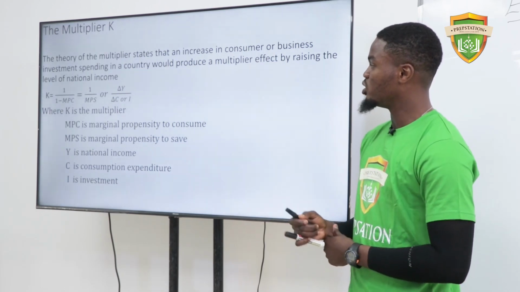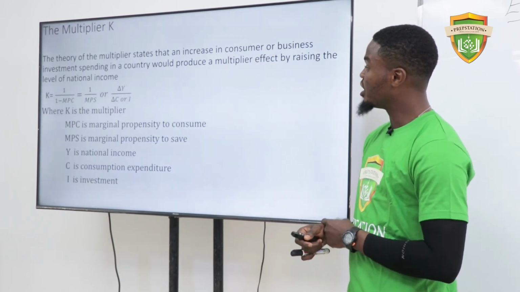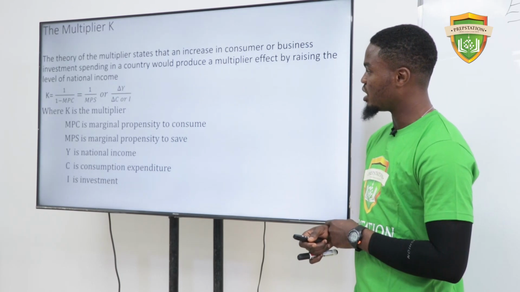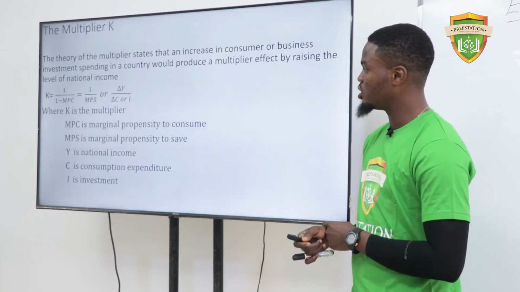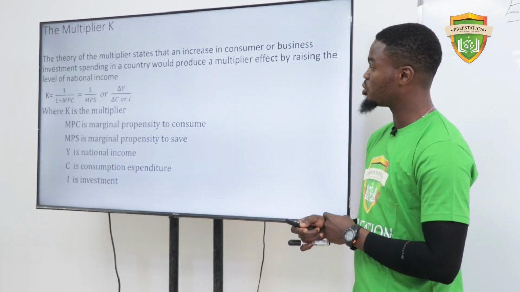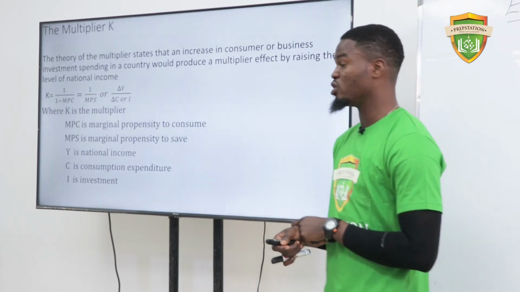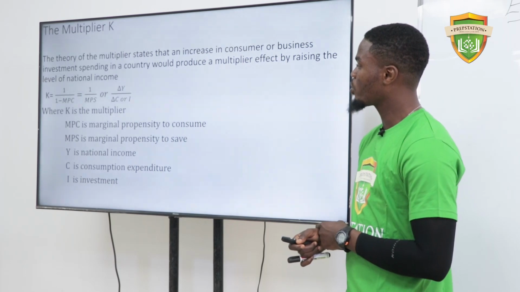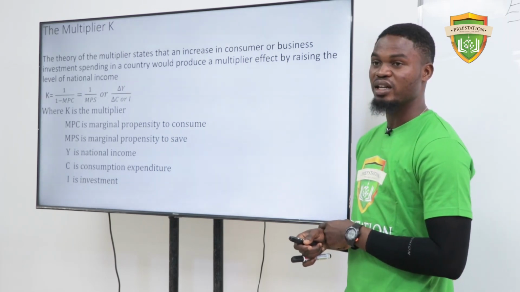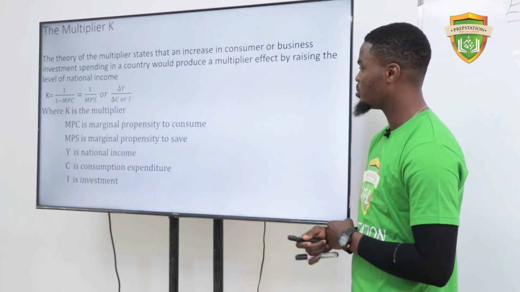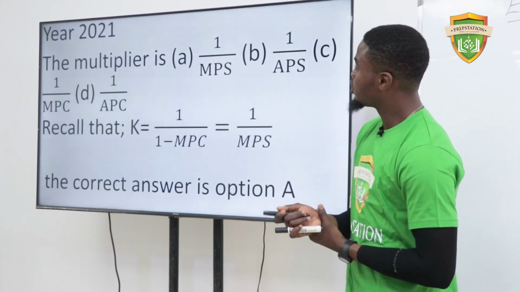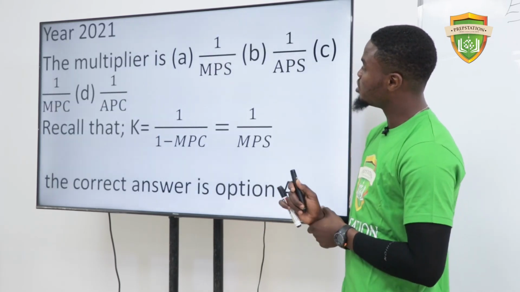However way. So either if you are given the value for MPC and you have to find K, you know that you just subtract MPC from 1 and you divide 1 by your result. Or you have 1 divided by your MPS. However way. Alright, so here's a question for year 2021.